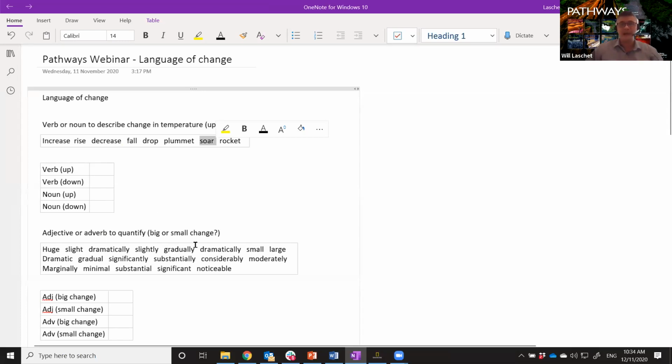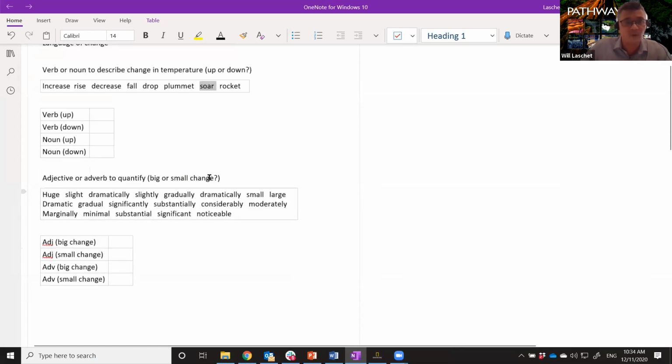Now to go on top of that, a lot of you put in things like dramatic increase or rising dramatically. So we're also going to put in here adjectives and adverbs to quantify, and we're going to categorize those into big or small change. So let's see, if I want to look for an adverb that shows a big change, can one of you find a word in this box which I could add here? An adverb which is showing us a big change. Can you find one? And I will type it into the box here, dramatically.